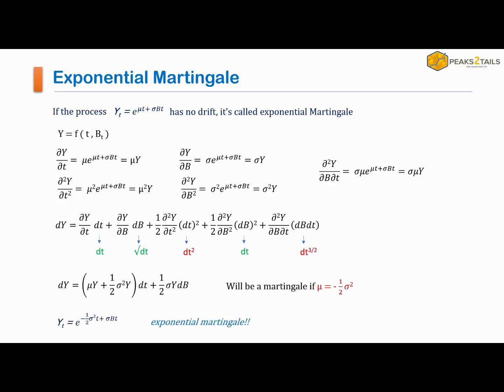So this process Yt equal to e to the power minus half sigma square t. I just replace mu with minus half sigma square. Y equal to e to the power minus half sigma square t plus sigma Bt will be an exponential martingale because it will have a 0 drift. So let's look at an Excel animation for this exponential martingale.